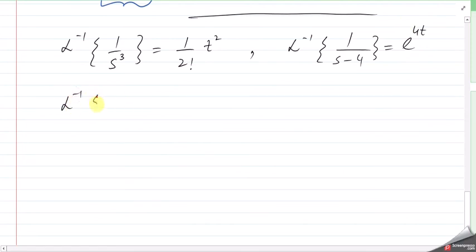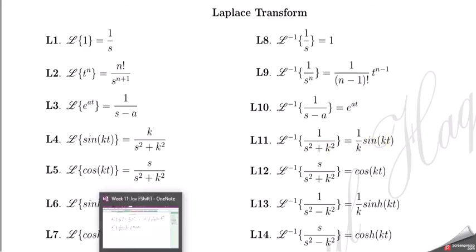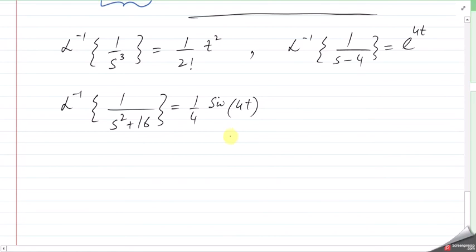Or we have done Laplace inverse of 1 over s square plus, let's say, 16. Okay, so that is 1 by 4 sine 4t. Nothing is multiplied with s square, so no need to use partial fractions or any power on outside. So this is the simple formula, Laplace inverse of 1 over s square plus k square, 1 over k sine kt. So that's that. And we have also done, in our last part of the video, 1 over (s minus 4), let's say, whole square.